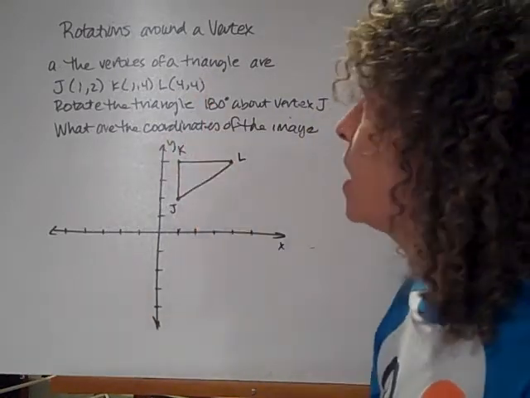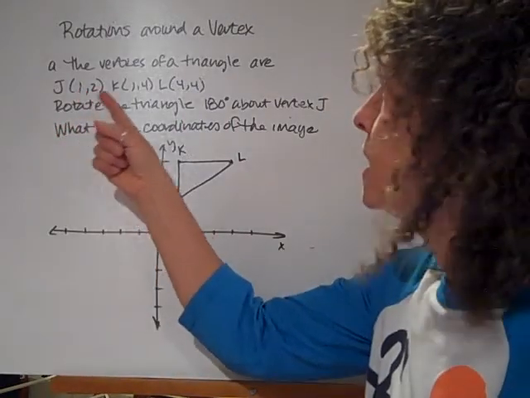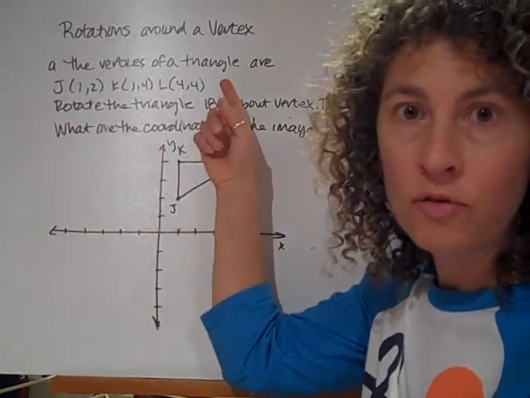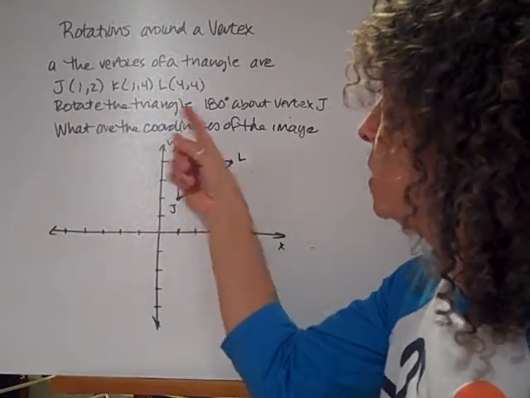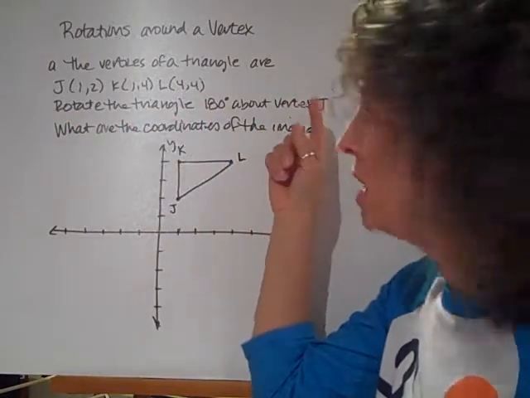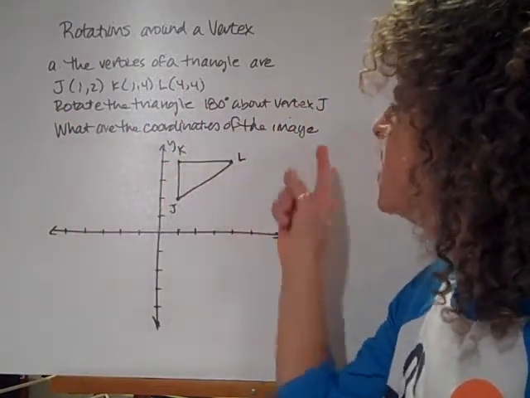The vertices of a triangle are J(1,2), K(1,4), and L(4,4). Rotate the triangle 180 degrees about vertex J. What are the coordinates of the image?